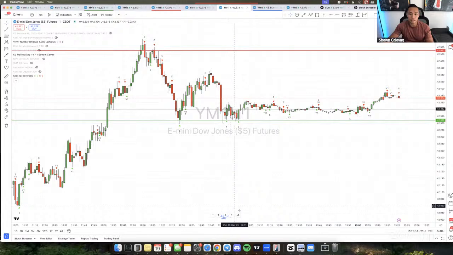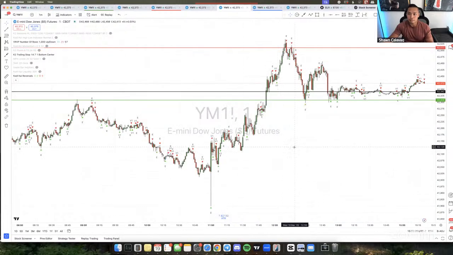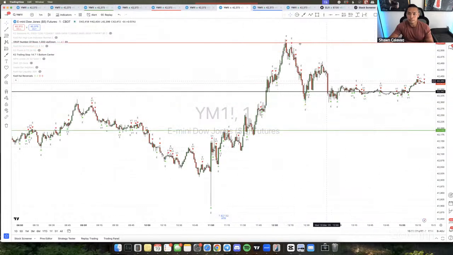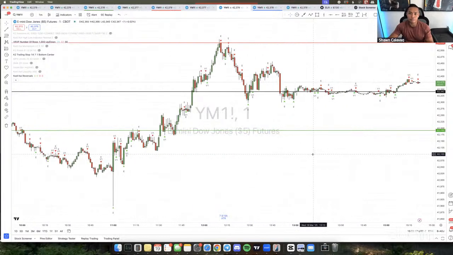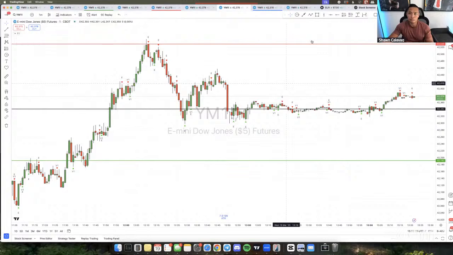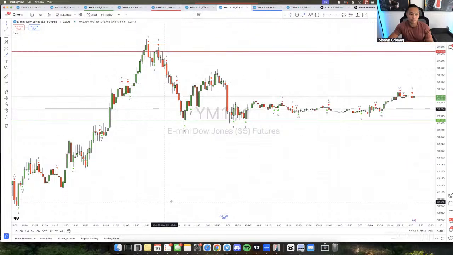So for me, I just zoom out and then I leave it as is. I don't touch it because now you have the actual value high and value low down here. The problem with the volume profile is that when you zoom in, it only takes into account the candles from here to whatever you have on your chart.